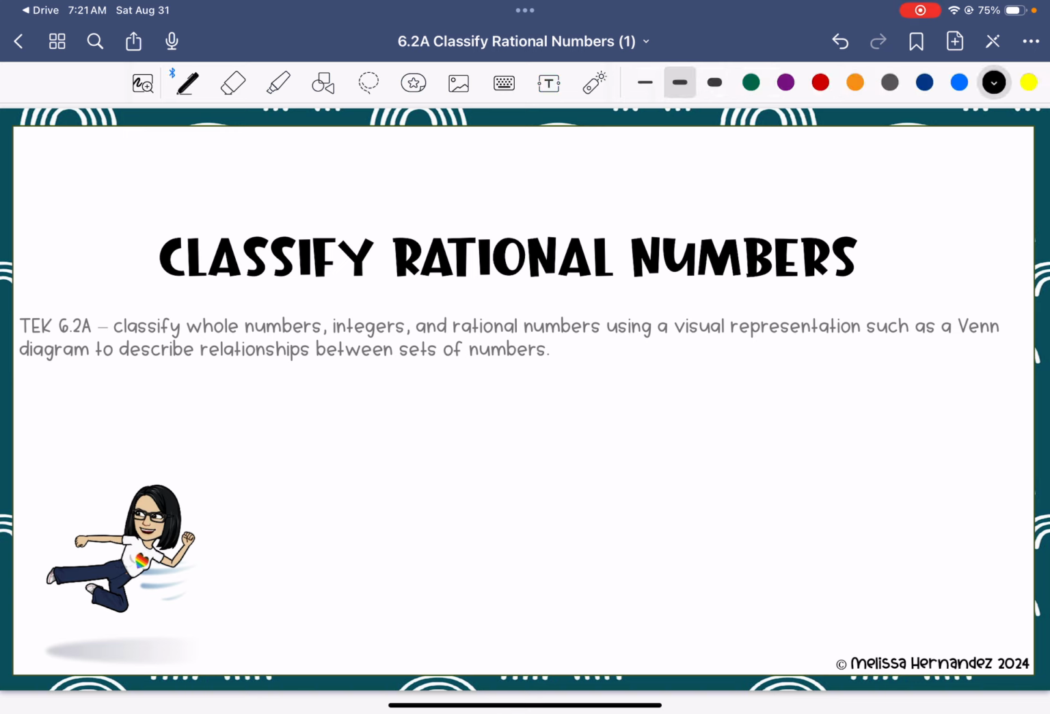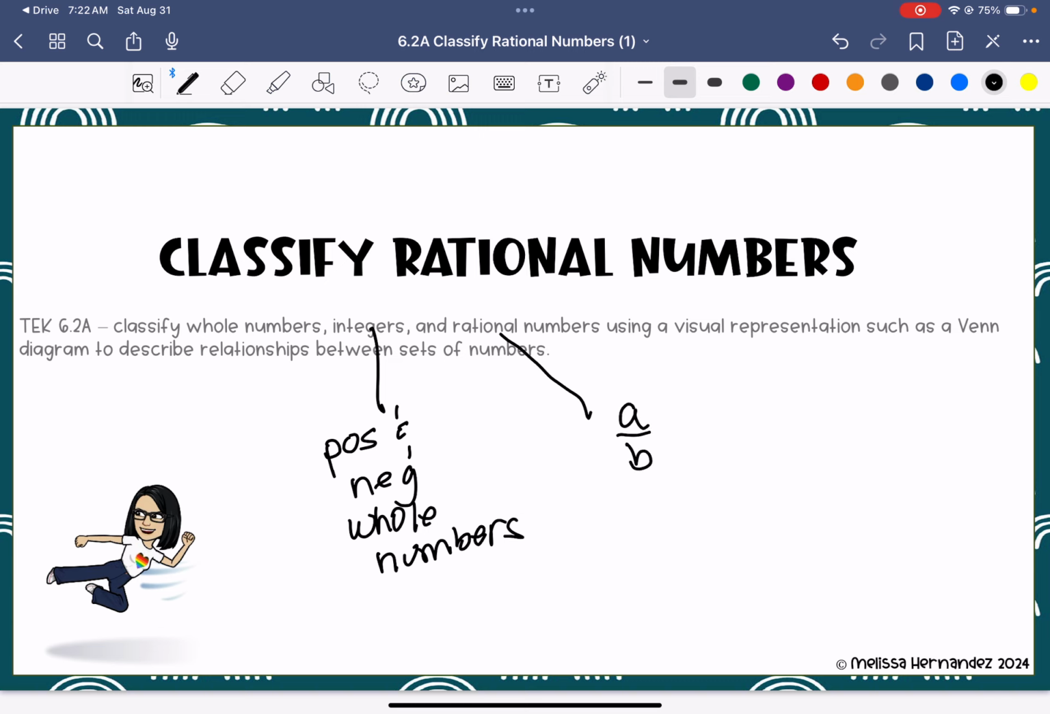So your whole numbers are what you started learning in elementary, 0, 1, 2, 3, 4. Integers are your whole numbers and their opposites. So for your integers, that's your positive and your negative whole numbers. Okay. Rational numbers are anything that can be written as a fraction. So I like to tell kids it's your fractions, your decimals, and your percents. However, the b cannot equal 0.